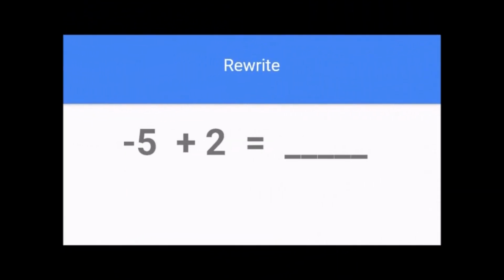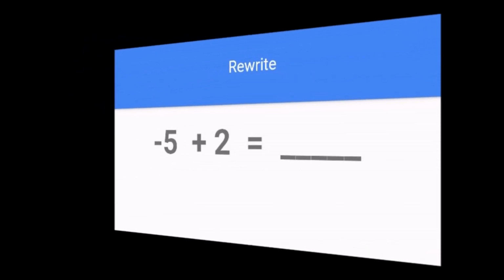Okay, rewrite this. Negative 5 plus 2. You don't need to rewrite that anymore. That's plus positive 2. So that's okay. You can just rewrite that as it is. Negative 5 plus positive 2 is negative 5 plus 2.